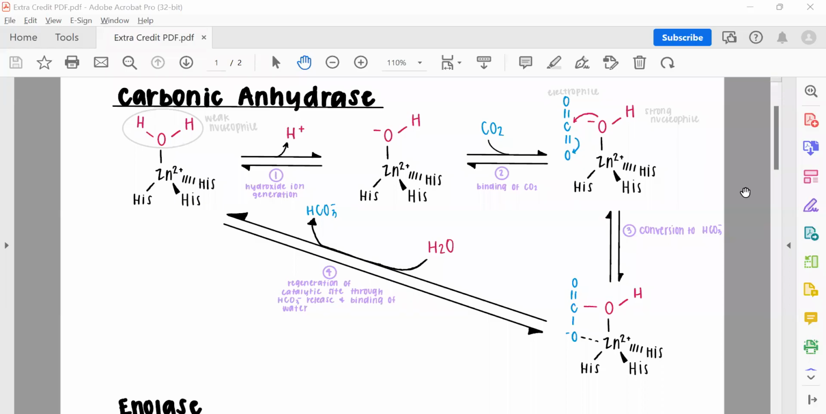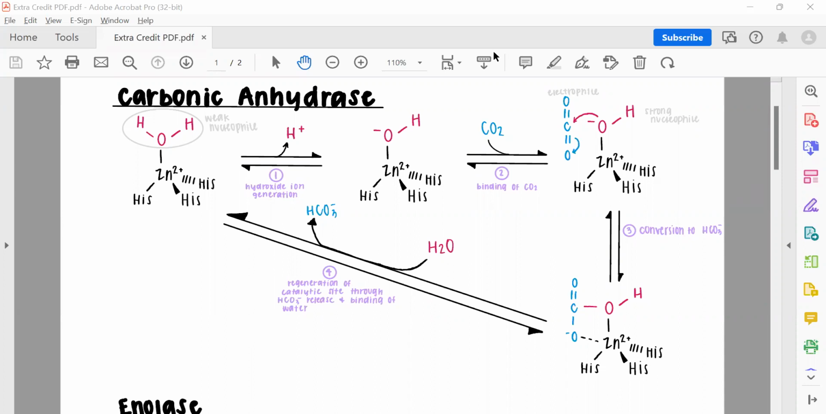Okay, so now we're going to talk about carbonic anhydrase, which is an enzyme used in order to accelerate the hydration of carbon dioxide by activating water. This is extremely important in the bicarbonate buffer system and is used to regulate pH within the body.